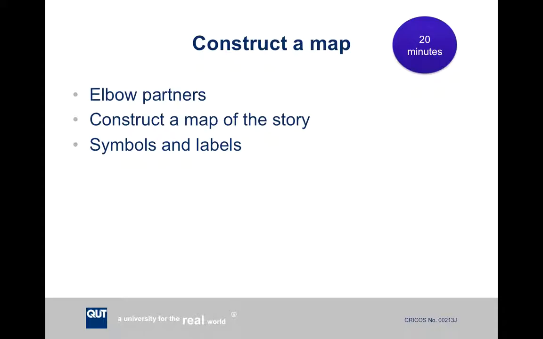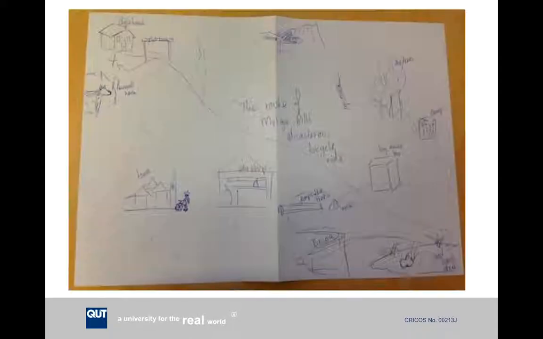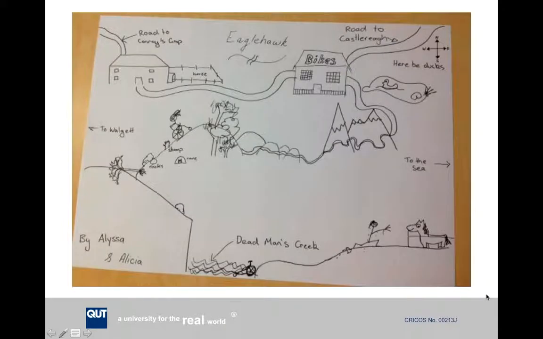I'll show you 2 examples of what we came up with in the workshop. So this is one, the route of Mulga Bill's disastrous bicycle ride. Eaglehawk, okay, and it goes shop, okay, all the way to the end where he ended up in the lake. And this is another one.